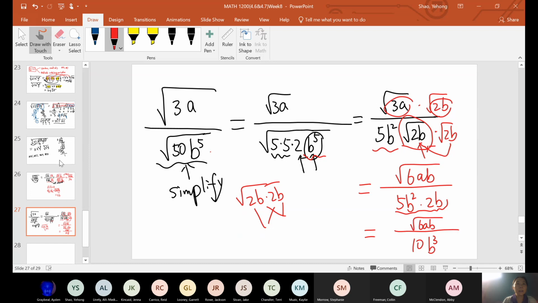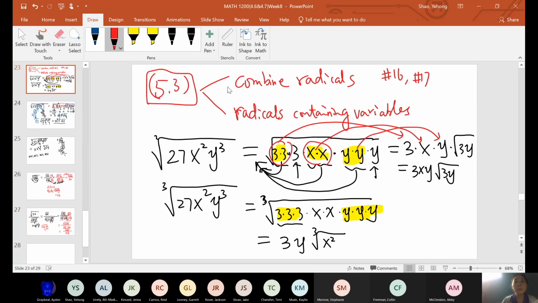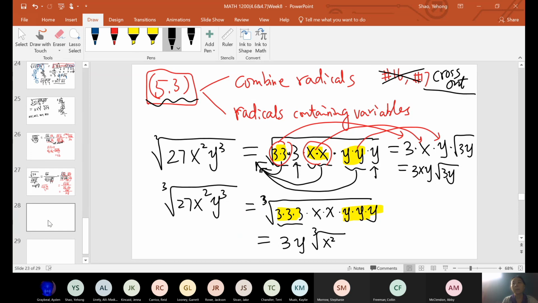Okay, so I think I can go ahead and tell you that in the homework, you can cross out number 16 and number 17 under section 5.3. I will put an updated version there to get rid of those 2 problems, and I will talk about those next week.